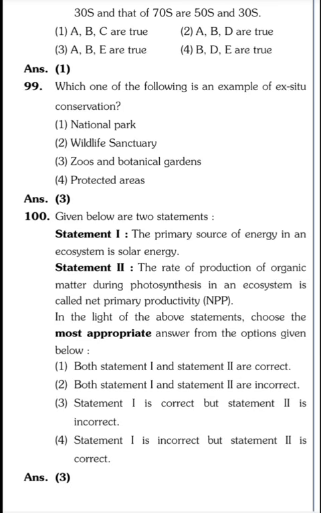The second statement is rate of production of organic matter during photosynthesis in an ecosystem is called net primary productivity. This is a wrong statement. It is gross primary productivity. So net primary productivity is the amount of energy available for primary consumers or herbivores. Always NPP equals GPP minus R. So you should remember that. So second statement is wrong on this basis. So statement 1 is correct, but statement 2 is incorrect.